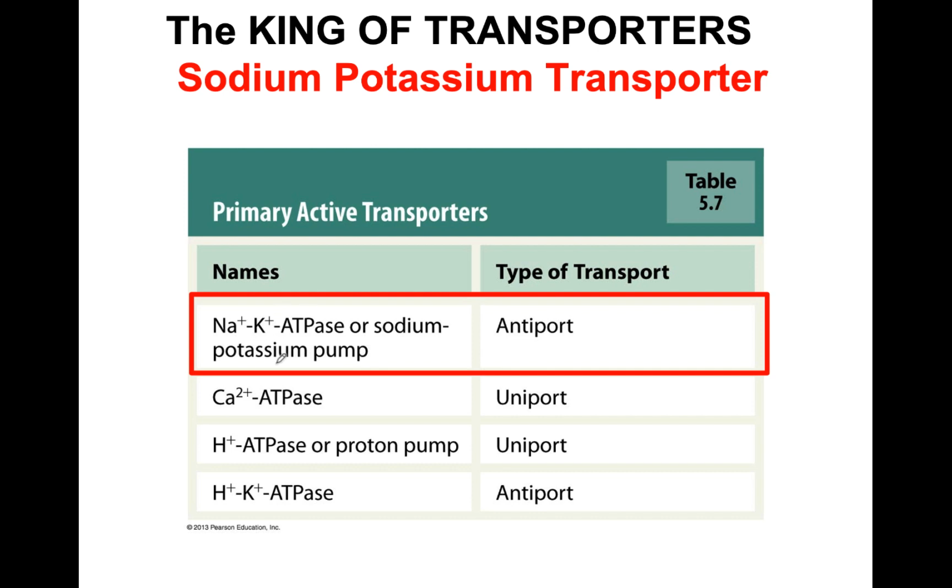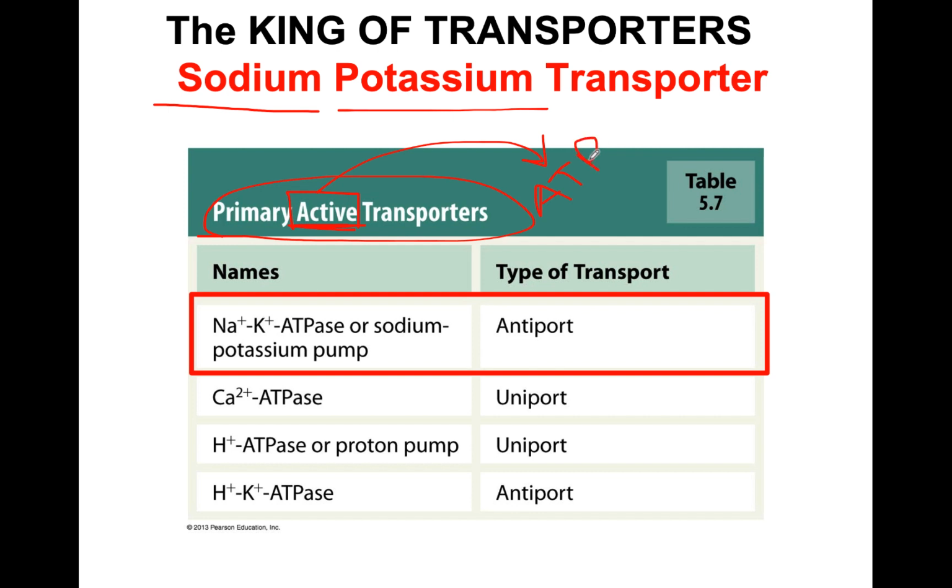This transporter, called the sodium-potassium pump, is found in every single cell of your existence. It happens 1 billion times a minute, and you would die without it. The sodium-potassium transporter, like you probably guessed, moves sodium and potassium. These are called active transporters, not passive, but active. If passive transporters do not require energy, what do you think an active transporter is going to require? ATP. It requires energy in the form of ATP.